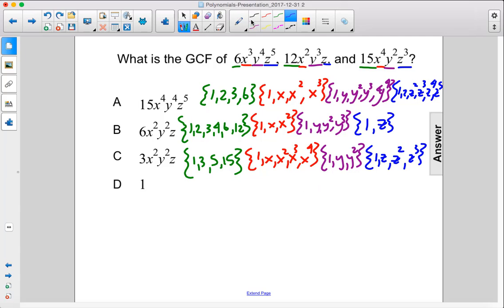All right, so let's figure out what our greatest common factor is. Here we can see that it is not 15, not 12, not 6, it's 3. 3 is our greatest common factor amongst these three sets. In the x's, we have x squared as our greatest common factor: x squared and x squared. For the y's, we have y to the second as our greatest common factor.